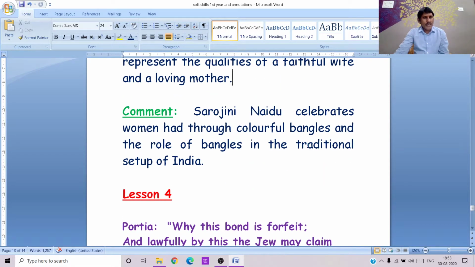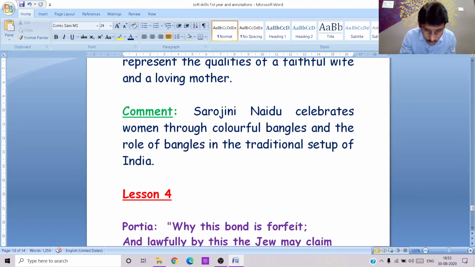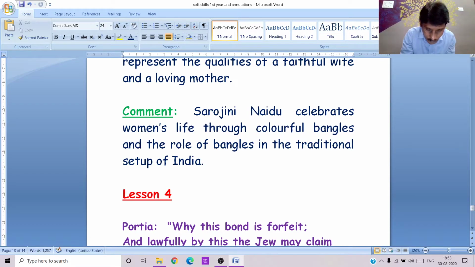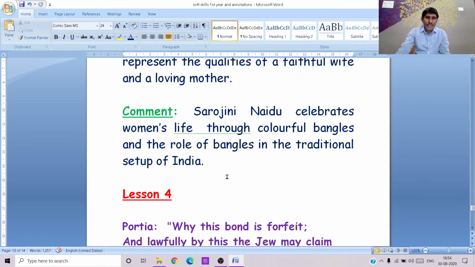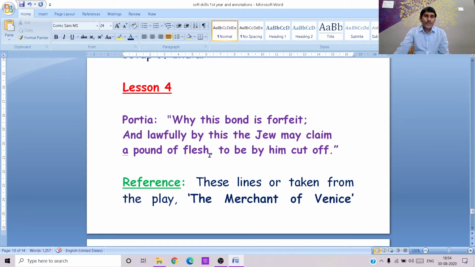Comment. What is the general comment we can make on this poem? Sarojini Naidu celebrates women's life through colorful bangles and the role of bangles in the traditional Indian setup. So this is the comment. So let's move on to lesson 4.